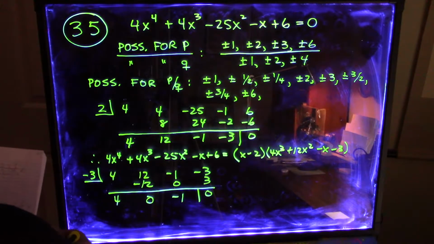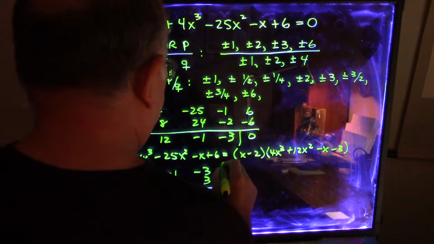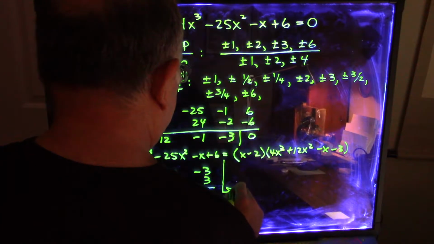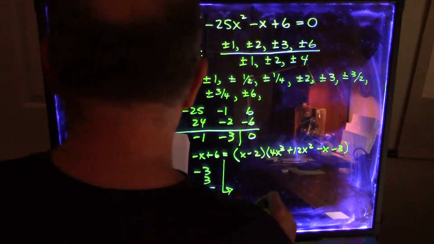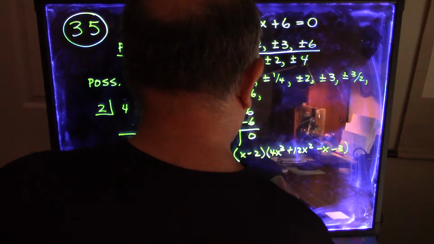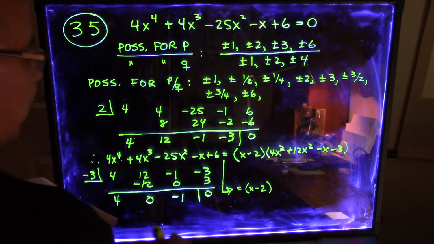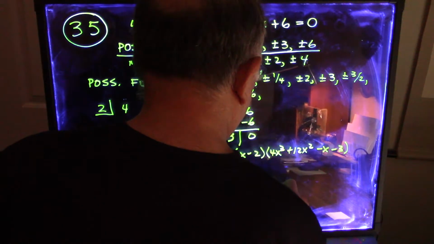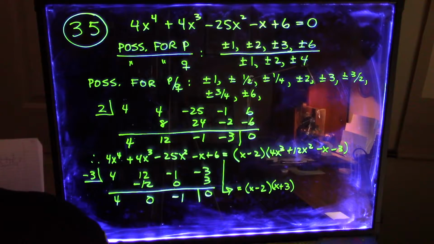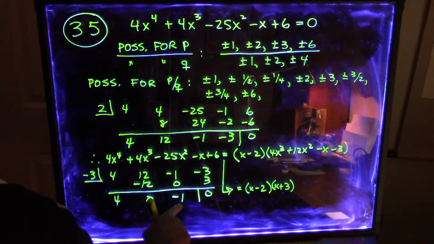Alright, so that means that this polynomial, after doing this, is equal to x minus 2, and then we just factored this one. That's x minus a -3, or x plus 3. And this stands for 4x squared minus 1, 4x squared plus 0x minus 1.